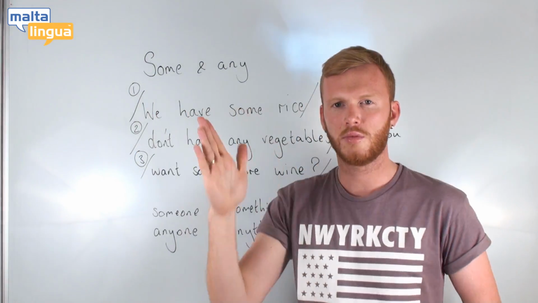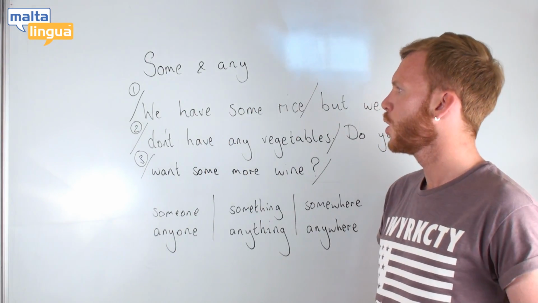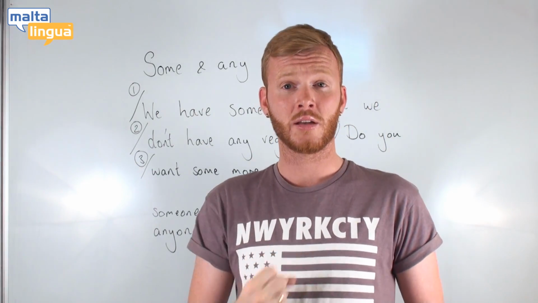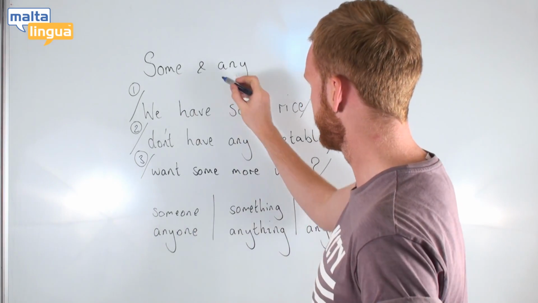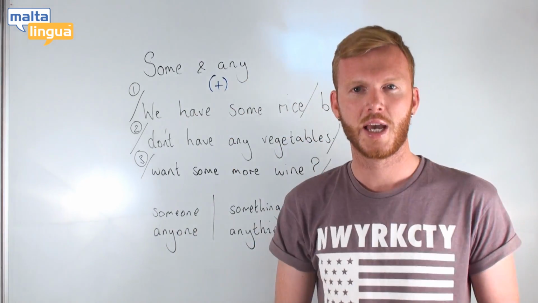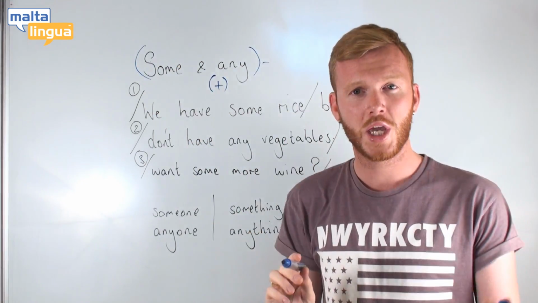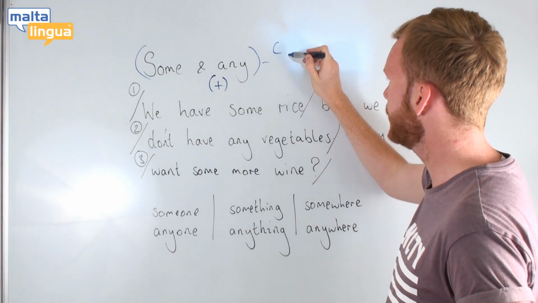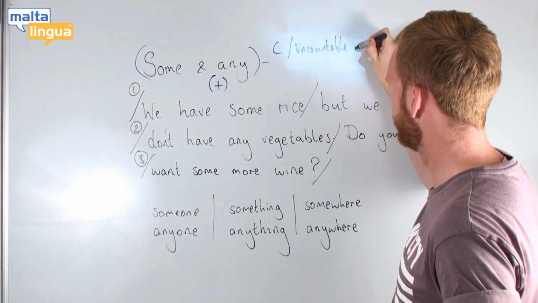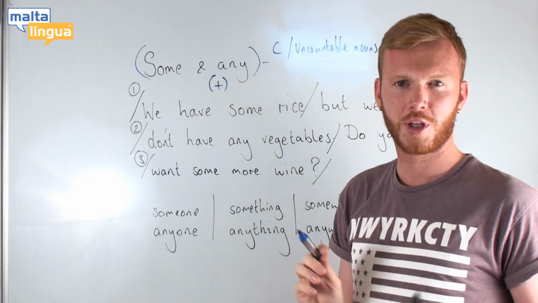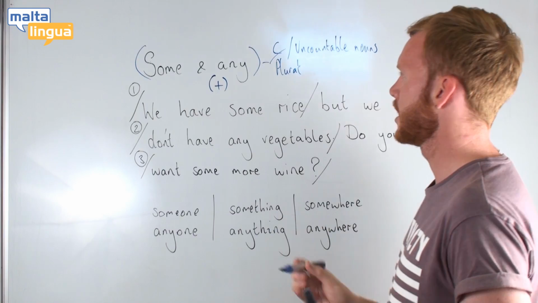Okay, so let's examine each phrase individually. Now, in the first phrase, we have some rice. The general meaning of the sentence is positive. It is a positive sentence. Now, some and any, I should say, we can use both of them with countable and uncountable nouns, or the plural form as well, I should say.